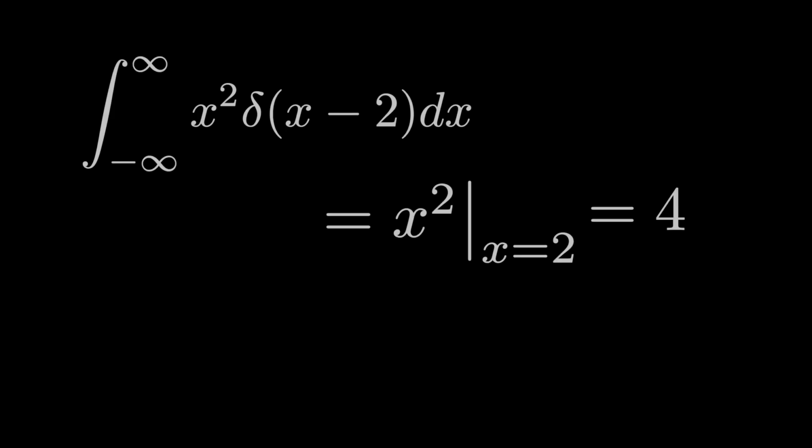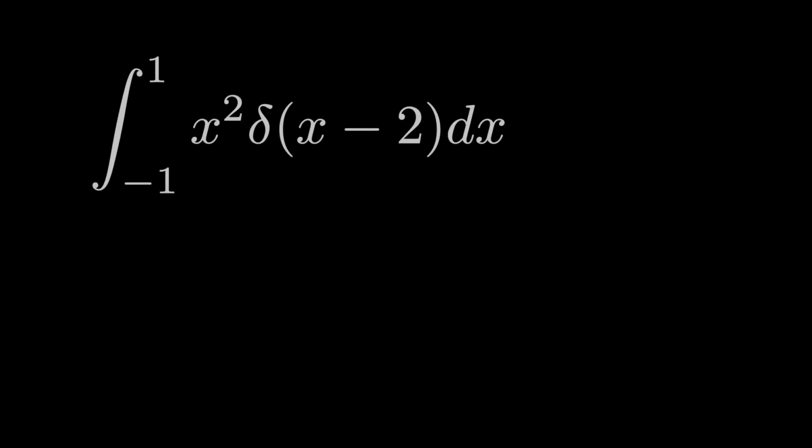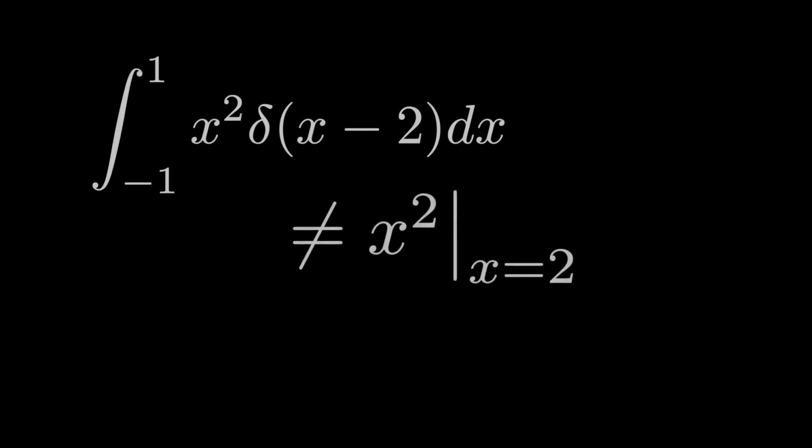But now let's change this ever so slightly. We're going to change our bounds to negative 1 to 1. You might think, well, it's the same thing. You just changed the bounds. We're going to evaluate this x squared at x equals 2. It's still going to be 4. That's not correct. Our bounds are negative 1 to 1, and our Dirac Delta Function is centered at positive 2. So that falls outside of our bounds.